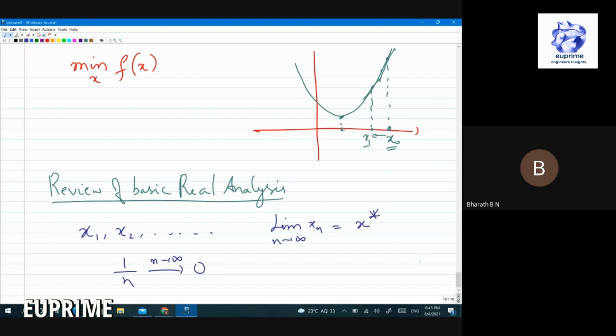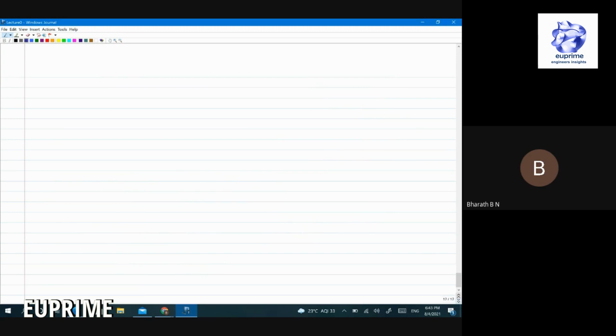Let's look at it pictorially. If xn should converge to some x star, what do you mean by that? You have this sequence, and let's say x star is here. Now what do you mean by converging to this point? It means it goes closer and closer to x star. That is one way of looking at it. So what do you mean by going closer and closer?